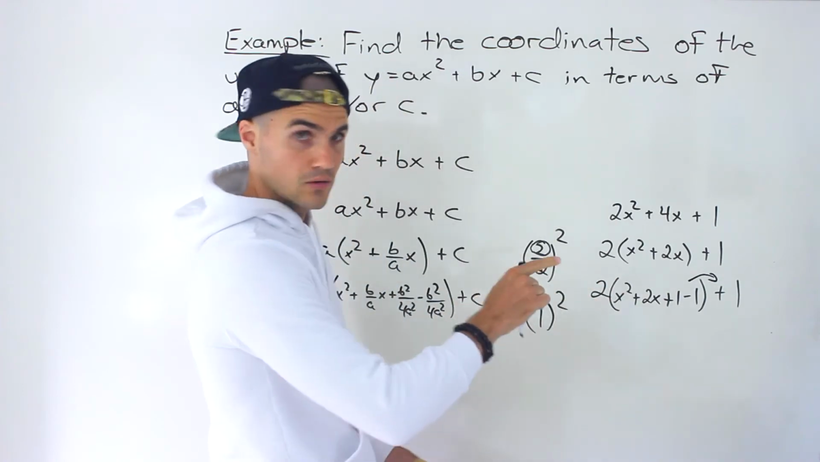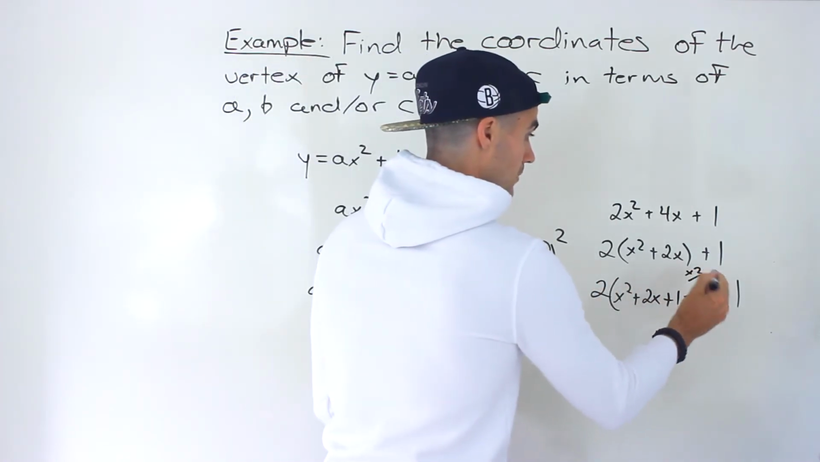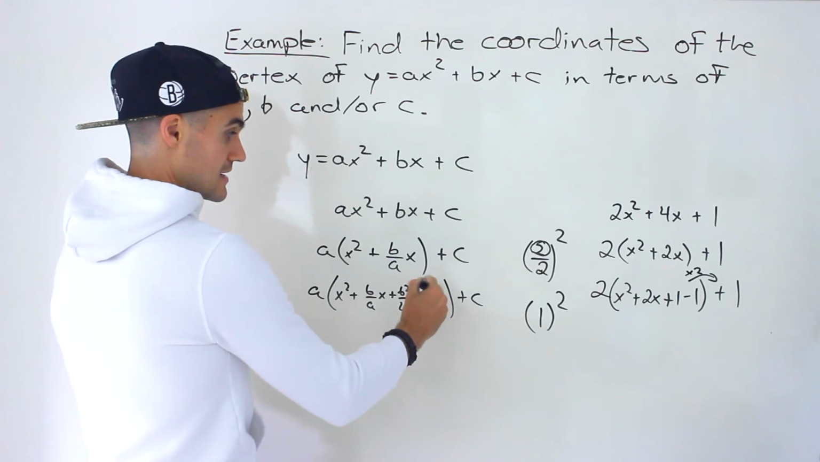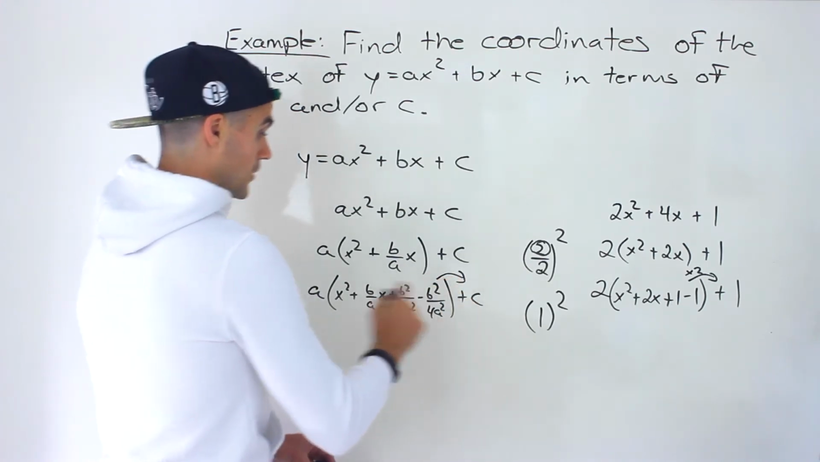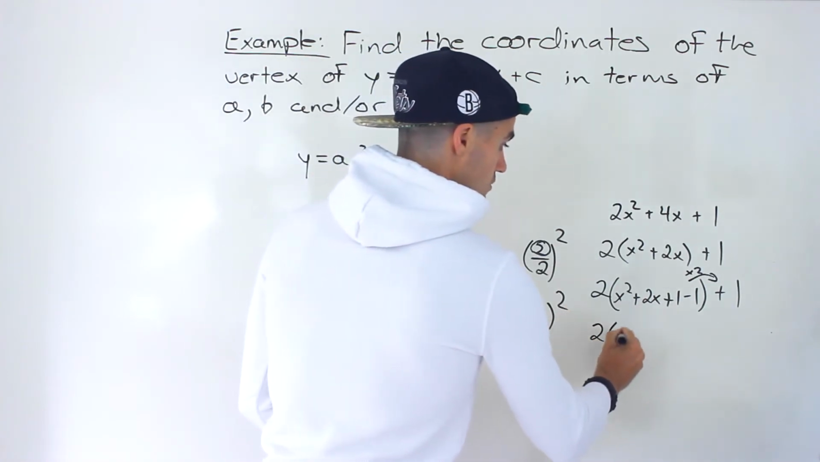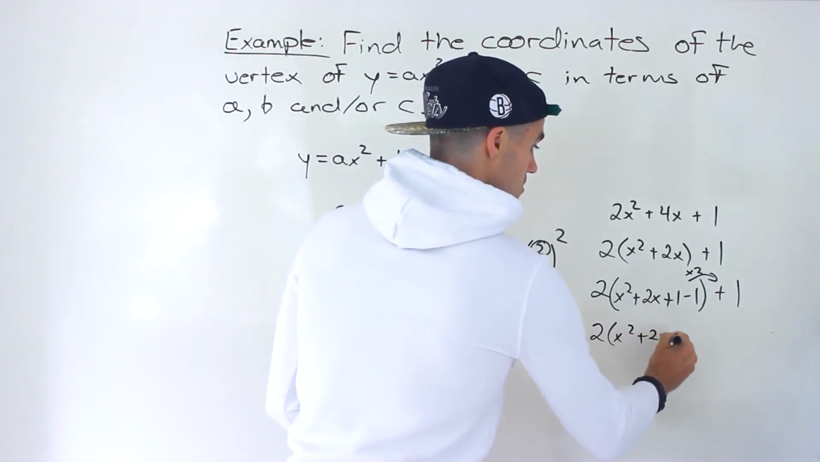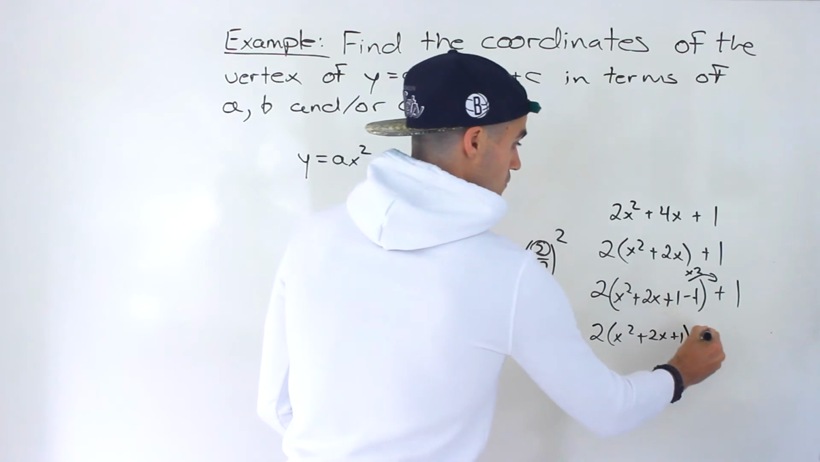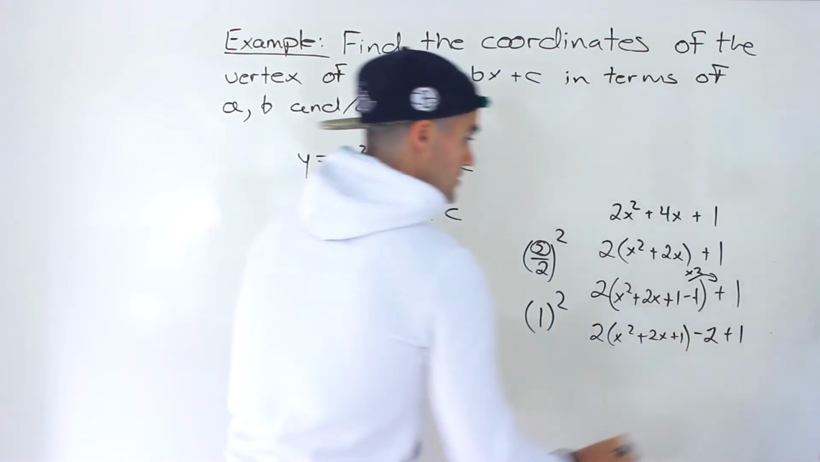And when we take it out, we have to multiply it by what's in front. So we've got to multiply it by this 2 over here. We got to take this out. We got to multiply it by what's in front. So we're going to multiply it by the a. So over here, we'd end up with 2x squared plus 2x plus 1. Then we got -1 times 2, which would give us -2. And then we got a +1 like that.